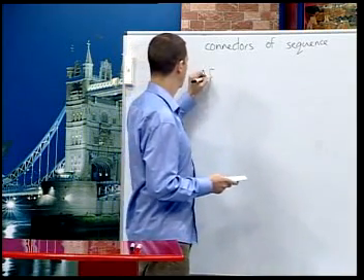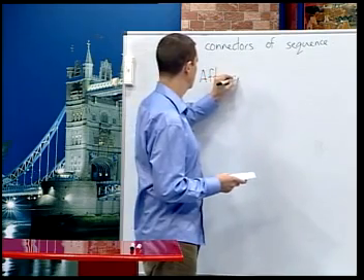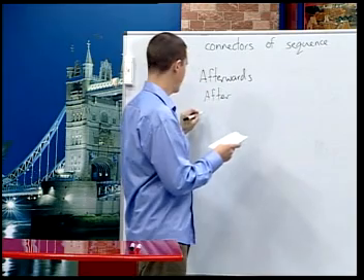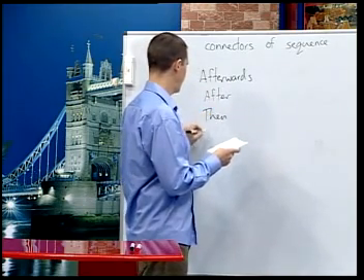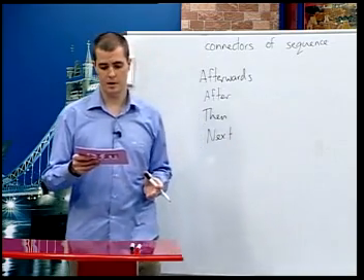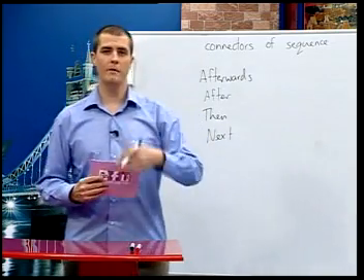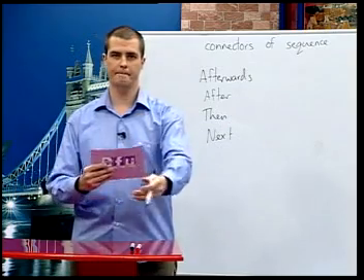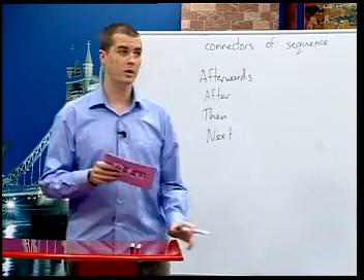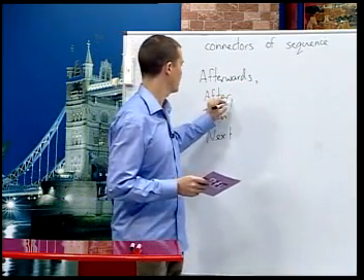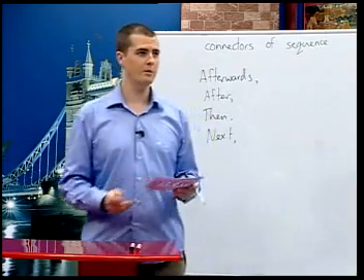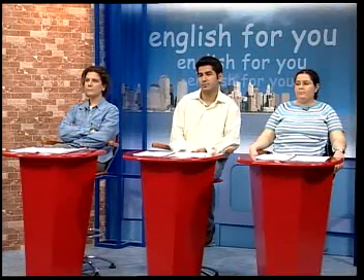Afterwards, after, then, and next are all connectors of sequence. We use them when one event follows another. They usually begin the second sentence and a comma is used after the connector. Let's practice. This should be easy for you because we've already studied adverbs of sequence.